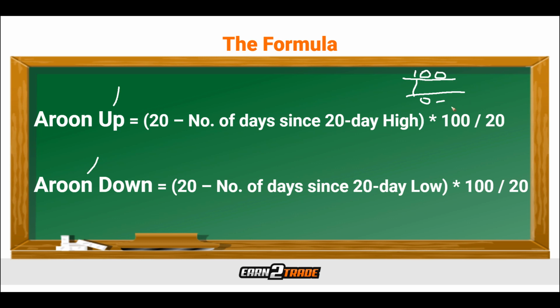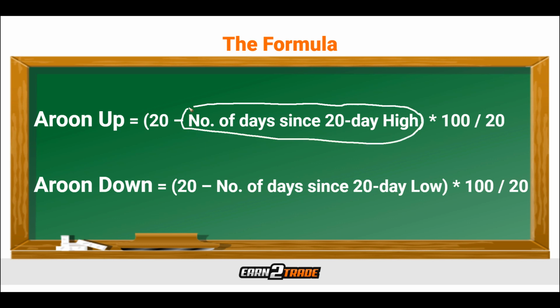The equation for how these lines are calculated is relatively simple and has been laid out here for you guys. So for the Aroon upline, it's going to be equal to parentheses, 20 minus the number of days since the 20-day high, representing the period being analyzed. So this is a lot of words that makes the equation look a lot harder than it is, but really this whole thing is just one thing, and you'll see here when we give you an example in just a moment.